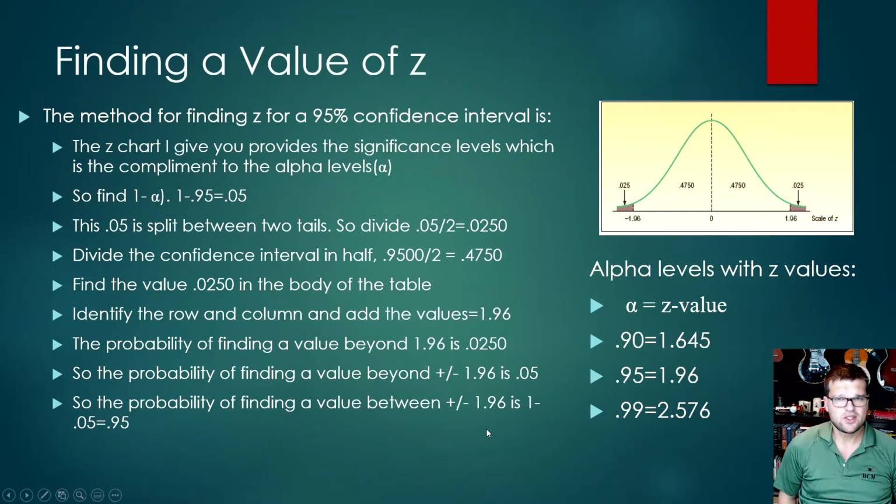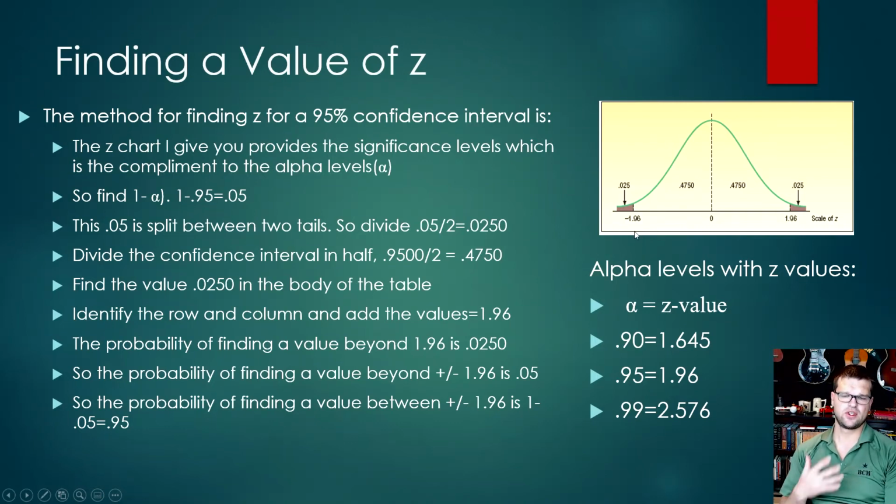So getting back to the value of z, I told you guys earlier that these z values, for 90% confidence, it's always going to have a z value of 1.645. For 95%, it's always going to have a z value of 1.96. For 99%, it's always going to have a z value of 2.576. The reason why is because we're using the normal distribution for this.